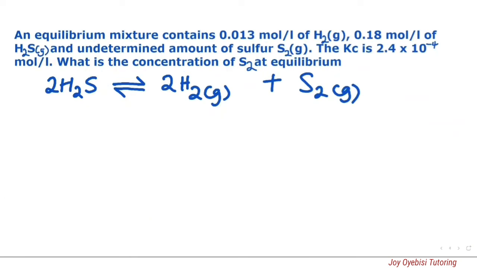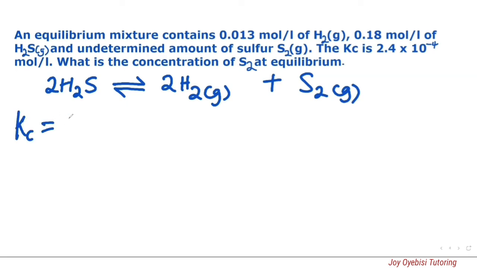For this example, the question says an equilibrium mixture contains 0.013 mole per liter of hydrogen gas and 0.18 mole per liter of hydrogen sulfide gas and an undetermined amount of sulfur gas. The Kc is 2.4 times 10 raised to the power of -4 mole per liter. And the question now is, what is the concentration of sulfur at equilibrium?